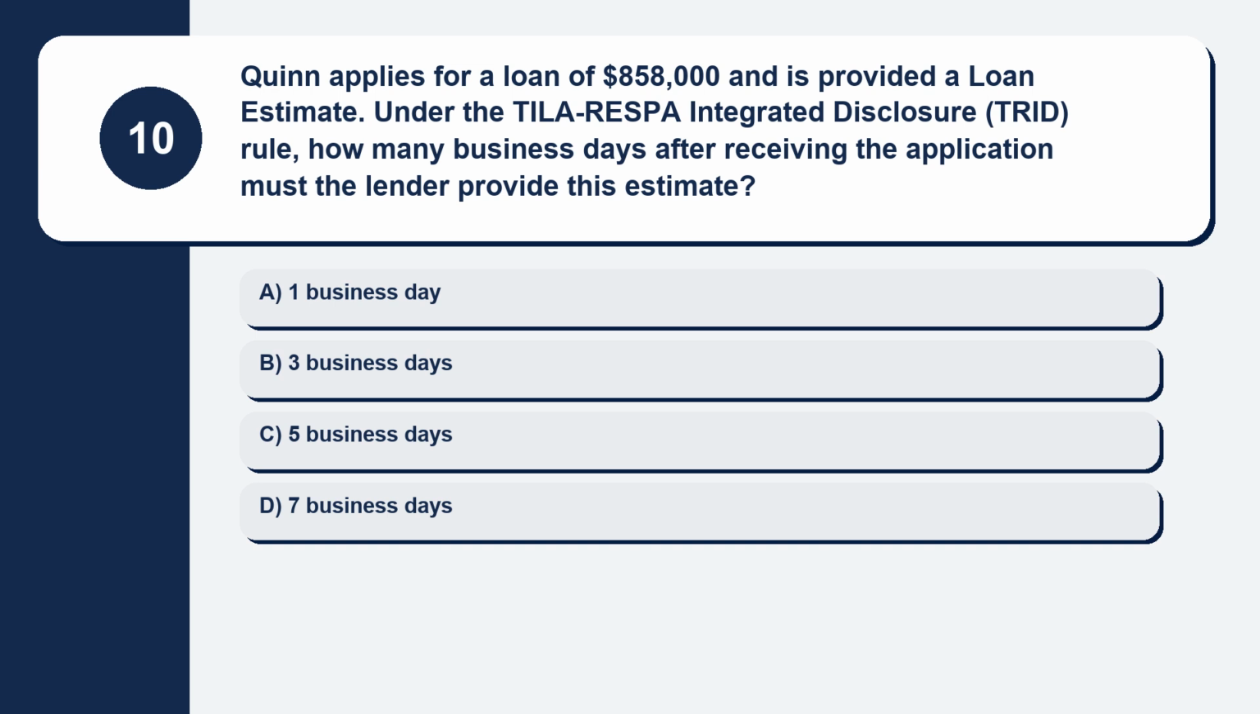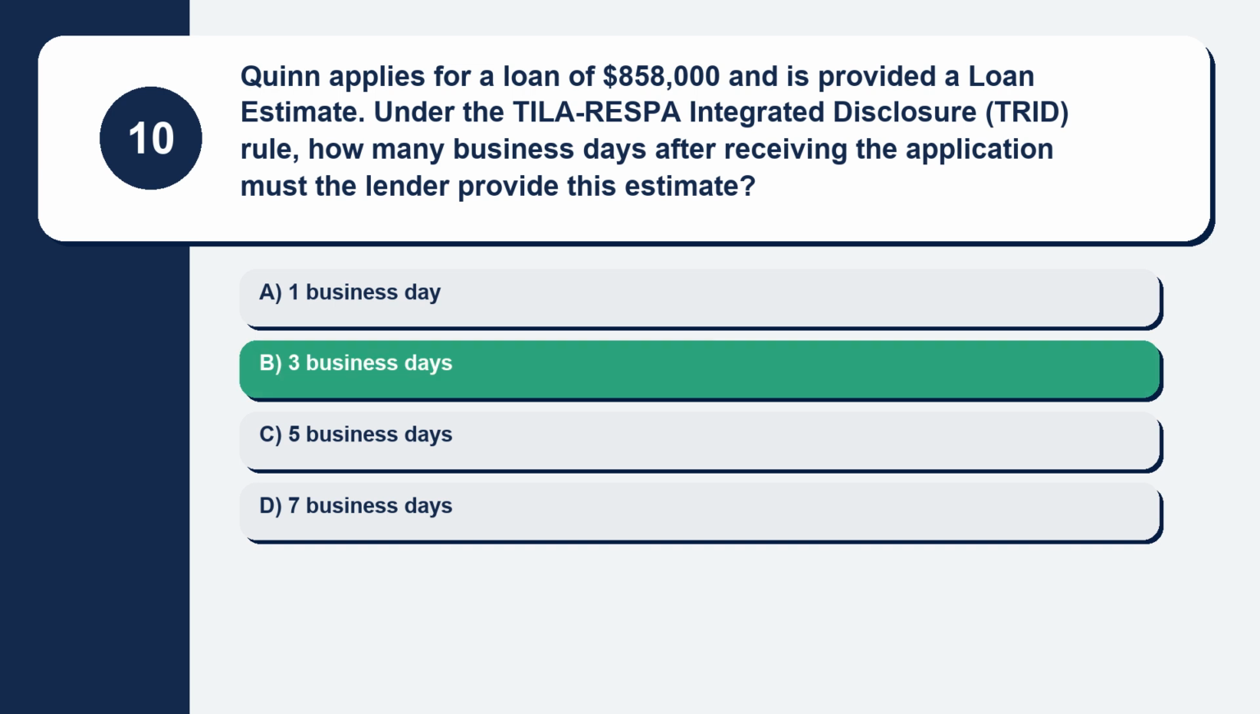Under the TILA-RESPA Integrated Disclosure (TRID) rule, how many business days after receiving the application must the lender provide this estimate? Here are your options. Option A, 1 business day. Option B, 3 business days. Option C, 5 business days. Option D, 7 business days. The correct answer is option B, 3 business days.